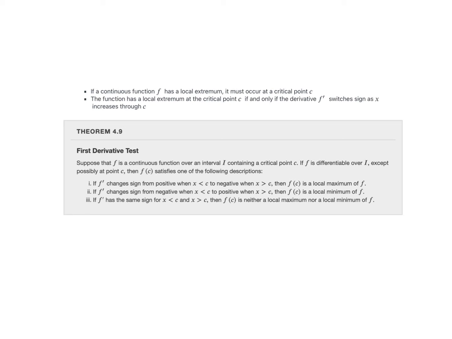If f prime changes from negative to positive at x equals C, then f of C is going to be a local min. And finally, if f prime has the same sign on both sides of C, then we have neither a local max nor a local min. And I'm going to show you an example of how we apply this test to an actual function.